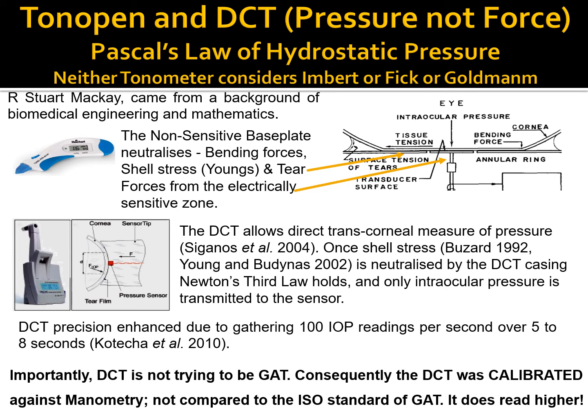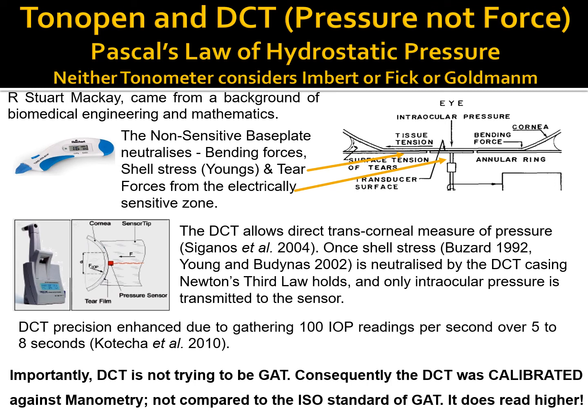And these two, the Tonopen and the DCT, do have real importance in my opinion. The Tonopen came out around about the same time as GAT, but it was designed by people with a background in biomedical engineering and mathematics, not optometrists.